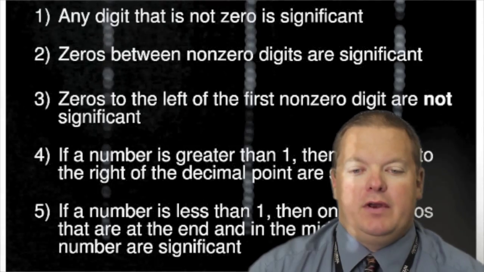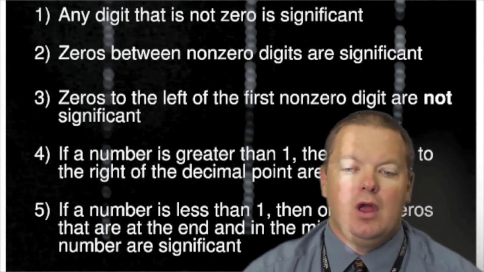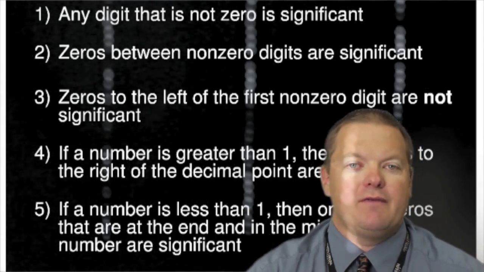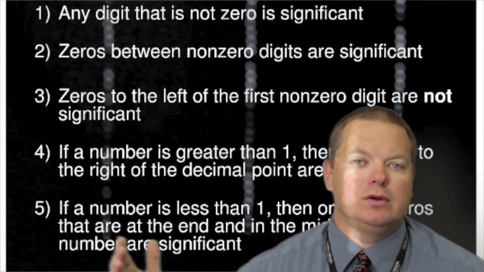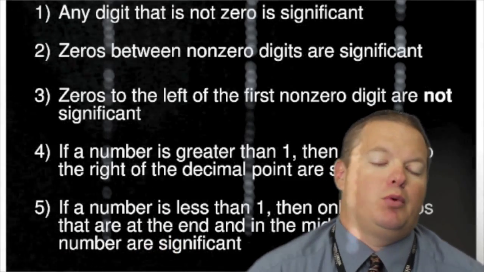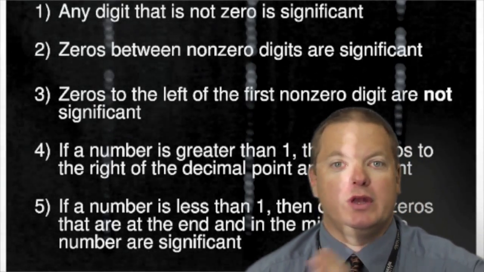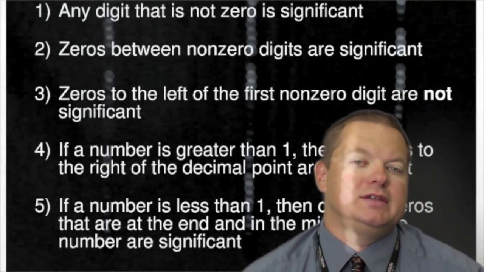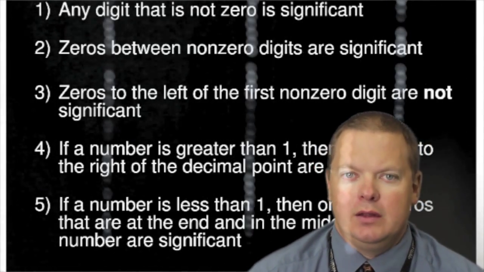Number 4, if a number is greater than 1, then all zeros to the right of the decimal are significant. So if we have a number greater than 1 and we include zeros to the right of the decimal point, all of those are going to be significant. So like 10.0, that would have 3 significant digits because there are zeros to the right of a non-zero number.